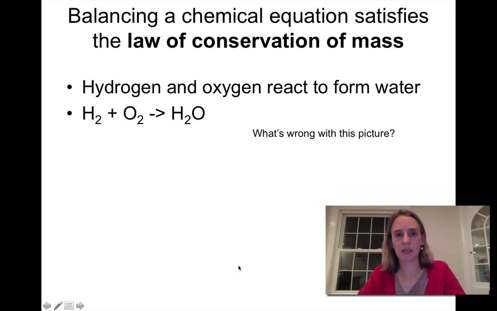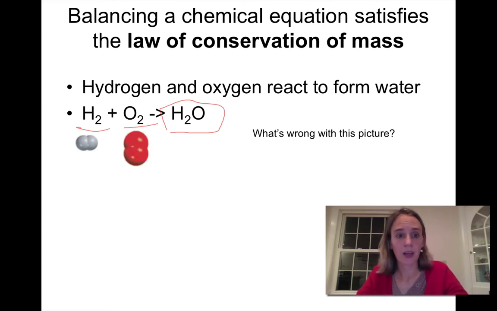Okay, so let's do a little example. We'll start with a very familiar reaction, just the production of water from hydrogen and oxygen gas. So first of all, we should recognize that hydrogen and oxygen are in these diatomic molecules, and we should write them as such. And our formula here for water is correct, H2O. On an atomic level, let's look at what we have. We have 2 atoms of hydrogen in a diatomic molecule. We have 2 atoms of oxygen in a diatomic molecule. And then we have a molecule of water.